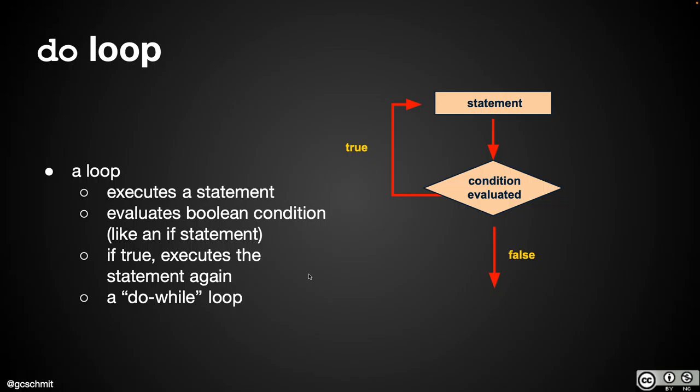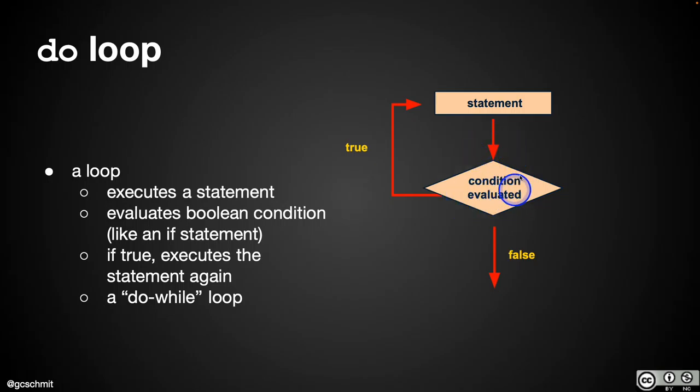Final type of looping structure that we're going to see in this unit. It's called a do loop. The flow chart looks quite a bit different than the flow charts for the while loop or the for loop that we saw yesterday. Primarily what we notice right away that's different is that the first thing that is executed is the statement, that is the body of the loop is executed first. That means it will always run at least once.